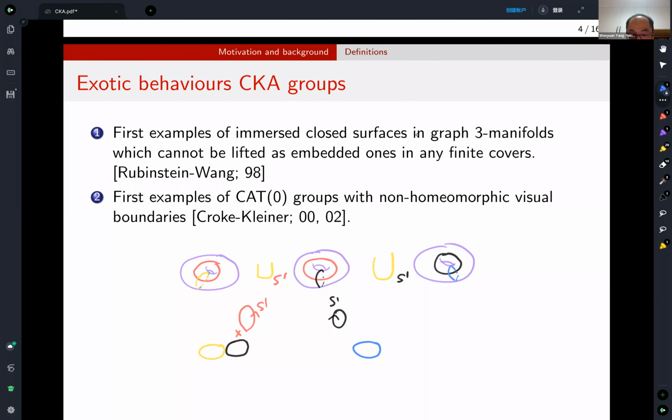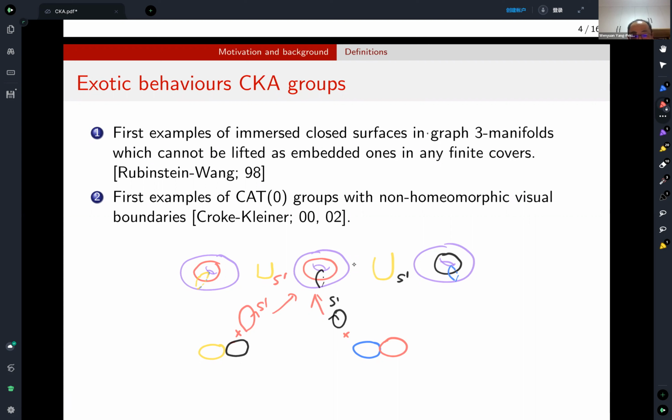Okay, I take the random one. So this will be just the cross of figure 8 and S1. This figure 8 cross S1. Then we glue along the boundaries, along the boundary tori. So we just glue here. Just we glue here. So it turned out this is a Croke-Kleiner group.